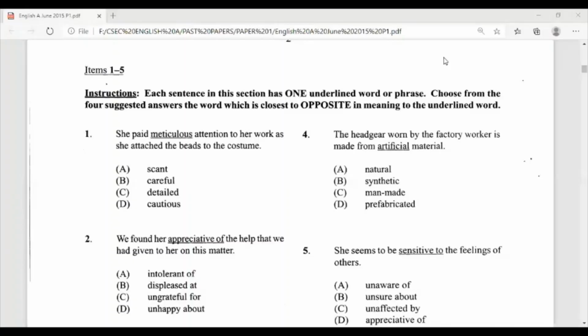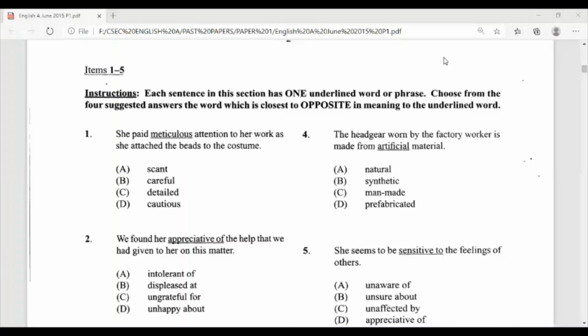Items 1 to 5, the instructions are: each sentence in this section has one underlined word or phrase. Choose from the 4 suggested answers the word which is closest to opposite in meaning to the underlined word. So we're looking for opposite, same thing as antonyms. Number 1, she paid meticulous attention to her work as she attached the beads to the costume.